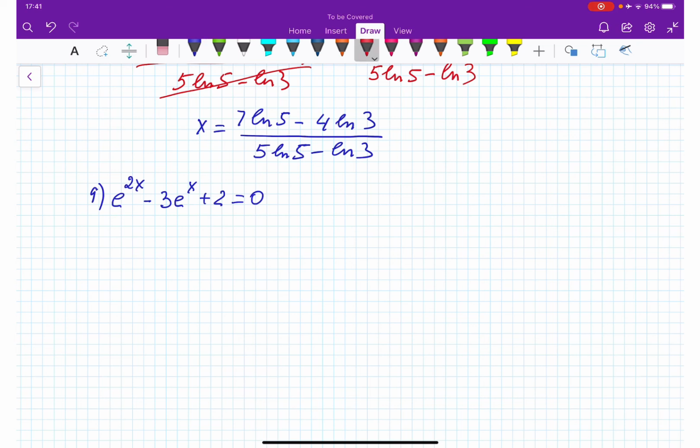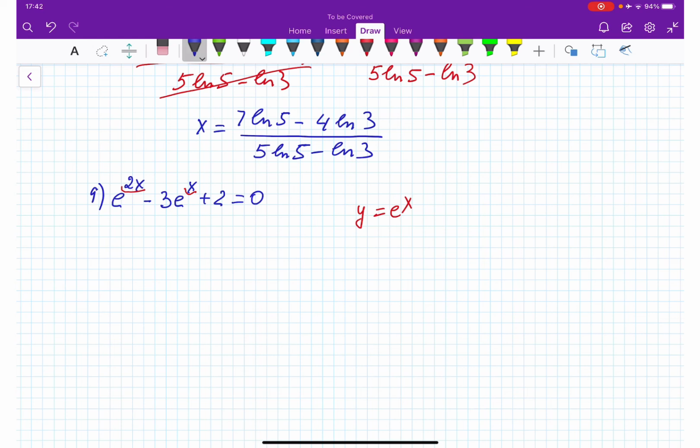I have here 2x and here 1x, and here is the constant term. So what am I going to do? In cases like this, I'm going to use the method of substitution and convert it into a quadratic equation to solve. So if I take, let's say, y, and replace e to power x with it, right?